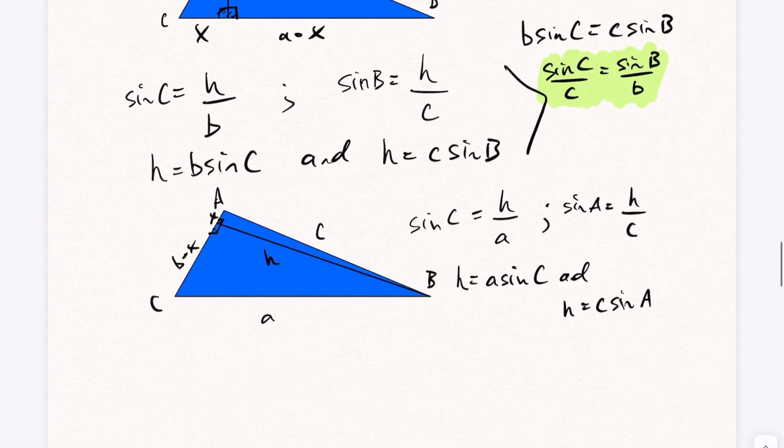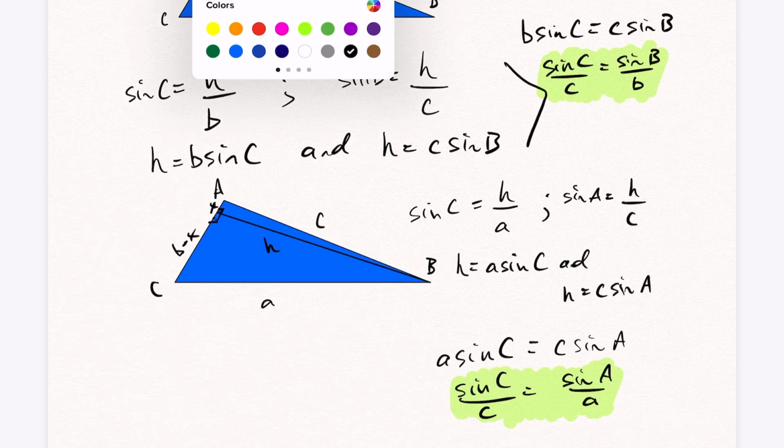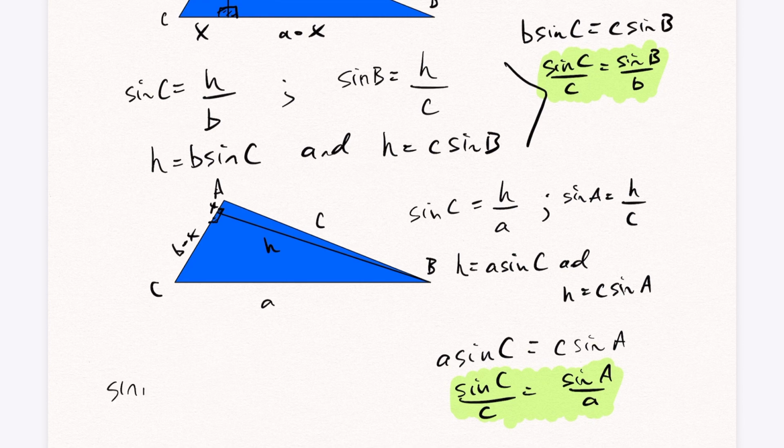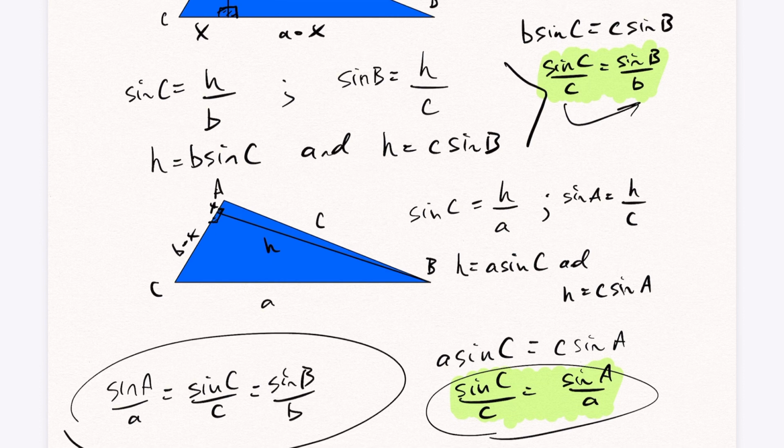Doing the exact same thing as last time, I know that a sine C will equal c sine A. In other words, the sine of angle C over c is equal to the sine of angle A over a. And you can now equate all three of these. You can see it follows along here. The sine of A over length a is equal to the sine of C over length c, using this result, but I know that that is equal to the sine of B over length b. And then we have our sine law proven. Thank you.